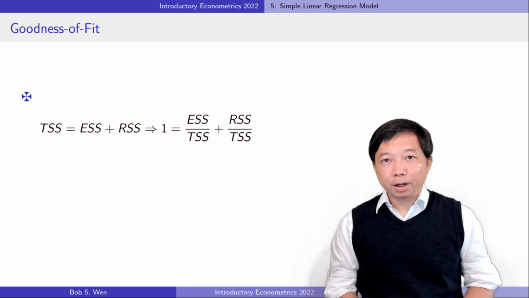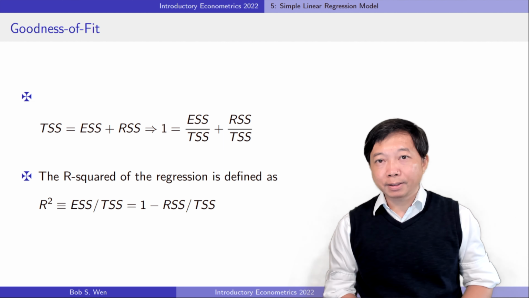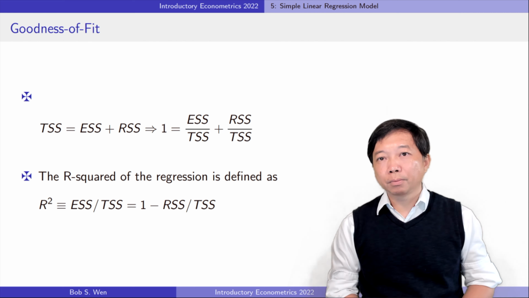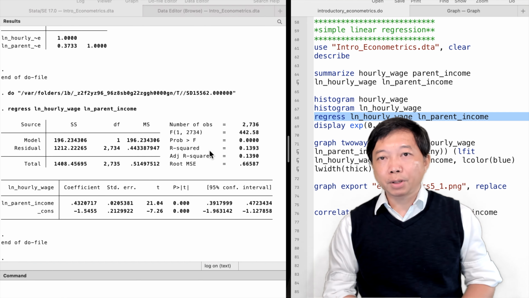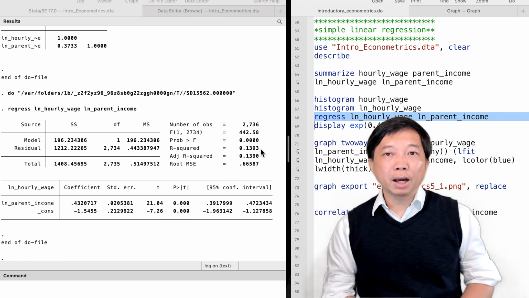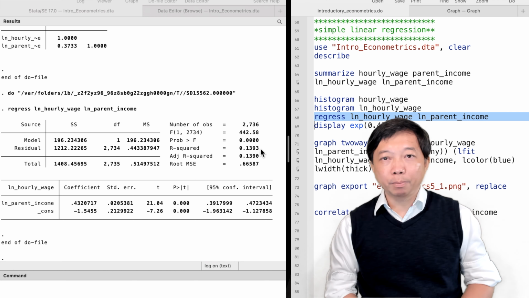We often use R² to summarize how well the OLS regression line fits the data. R² is the ratio of the explained variation to the total variation. It is interpreted as the fraction of the sample variation in Y that is explained by X. R² is always between 0 and 1. When interpreting R², we usually multiply it by 100 to change it into a percent. For example, in our intergenerational income persistence regression, the R² is 0.139, meaning that 13.9% of the adult children's hourly wage variation can be explained by the parents' income variation. A low R² is due to many relevant variables being omitted from the model.